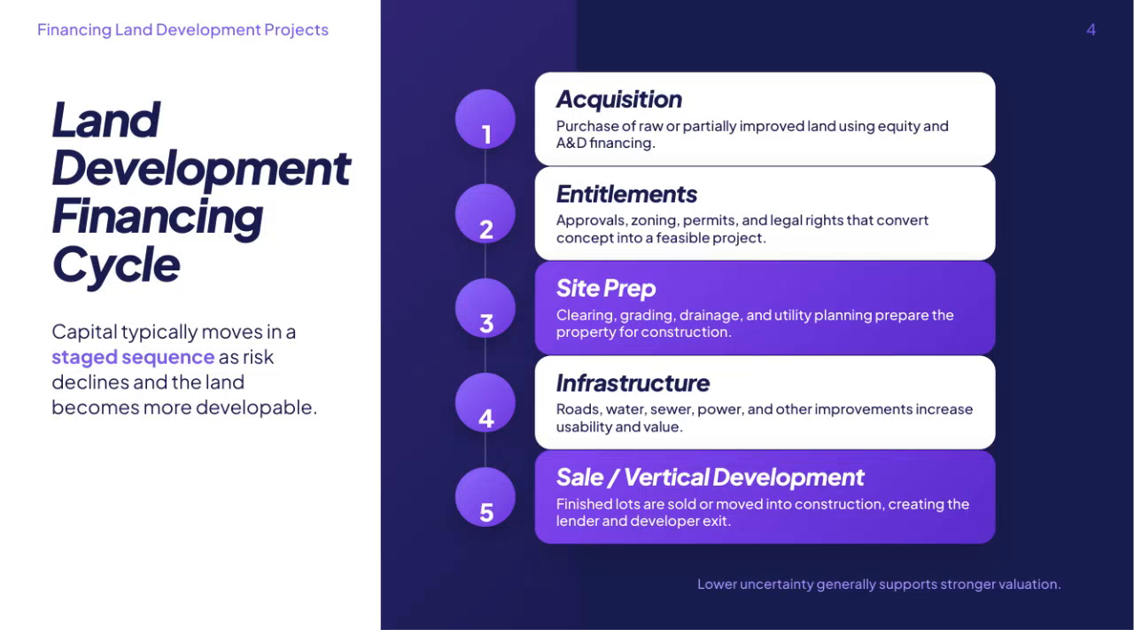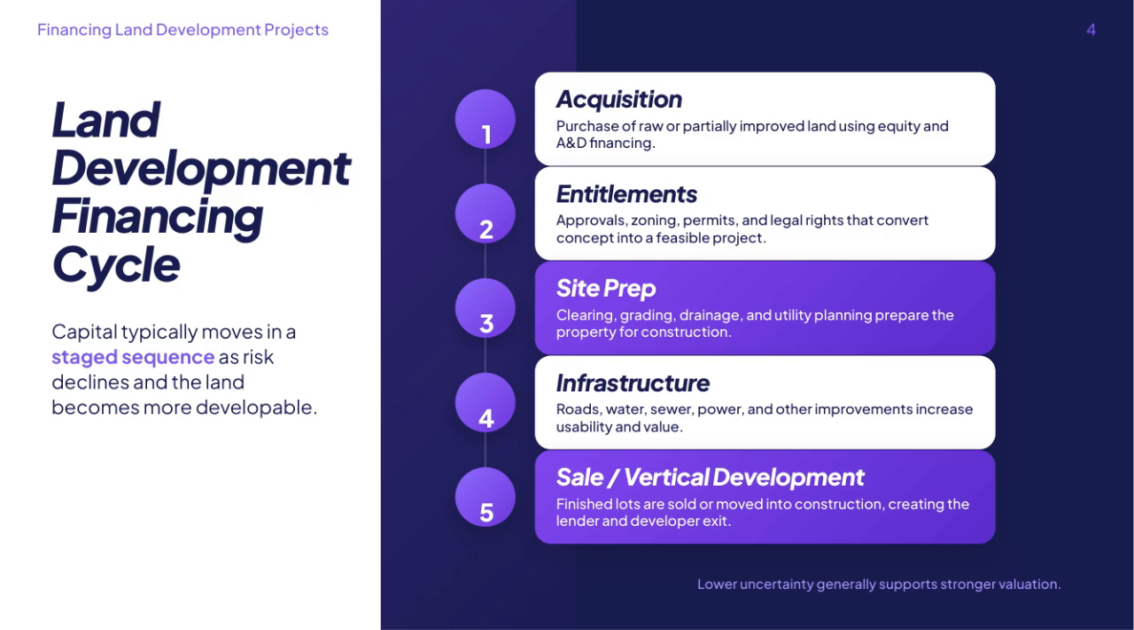Here, we're looking at the land development financing cycle, which outlines how capital moves through different stages as the risk decreases and the land becomes more ready for development. It starts with acquisition, where raw or partially improved land is purchased using a combination of equity and acquisition and development financing. Next, the land goes through entitlements, where approvals, zoning, permits, and legal rights are secured to turn the concept into a feasible project.